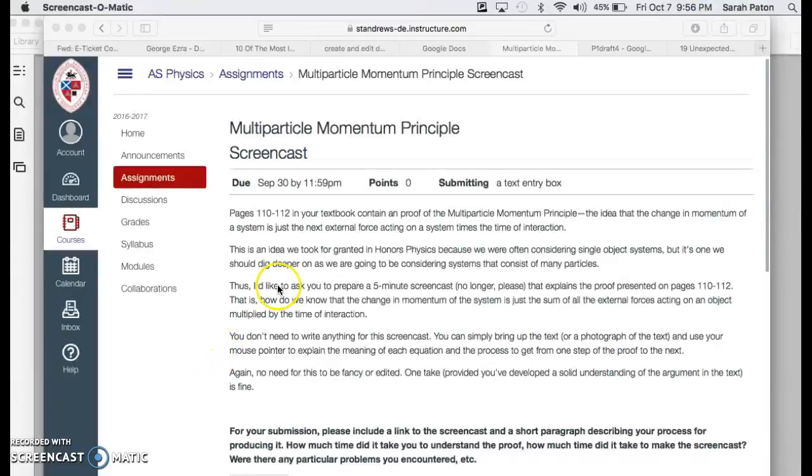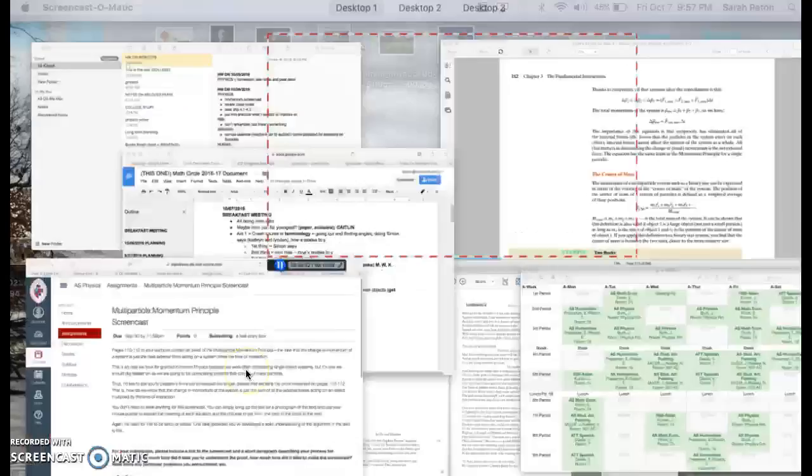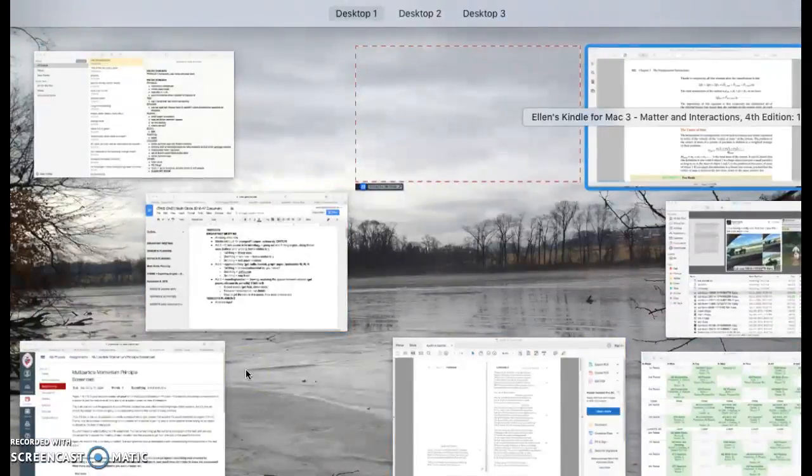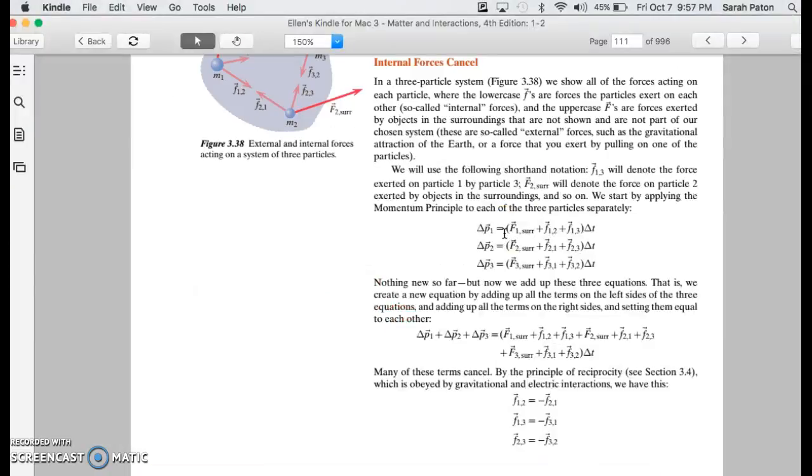I'm answering the question, how do we know that the change in momentum of the system is just the sum of all the external forces acting on an object multiplied by the time of interaction? The really simple, one-word answer is reciprocity, and I don't think I pronounced that right. But essentially, because of the reciprocity principle, internal forces cancel each other out, leaving only the external forces that affect the total change in momentum of the system. Anyway, let's see how exactly that comes to be by looking at the actual equations.